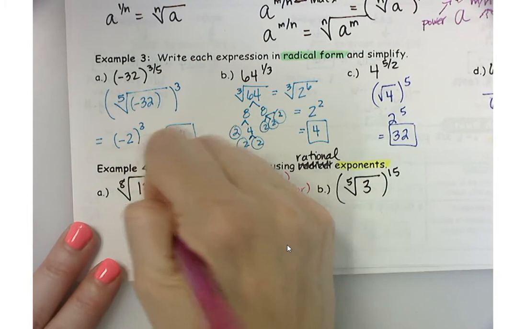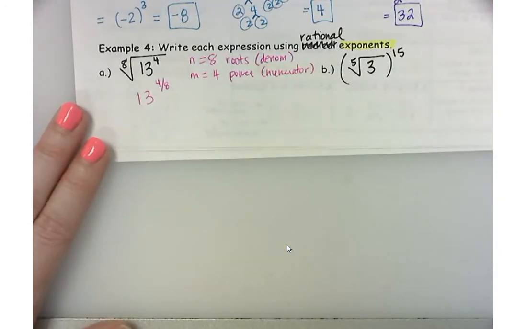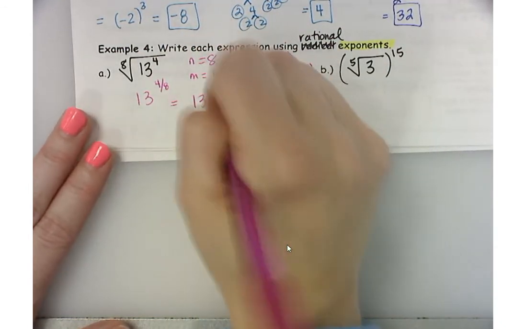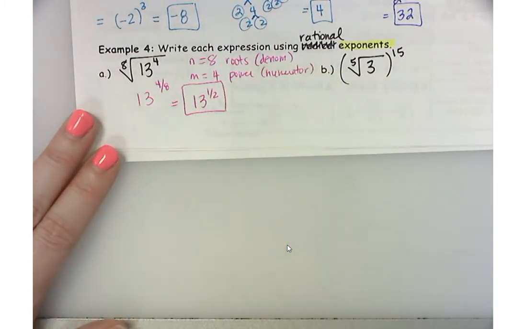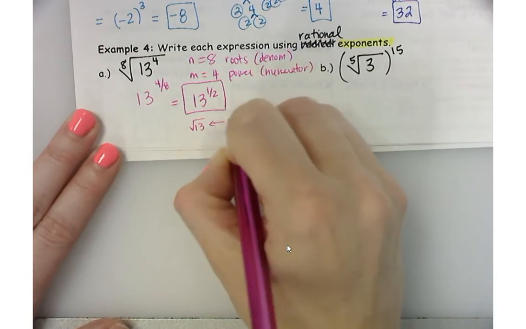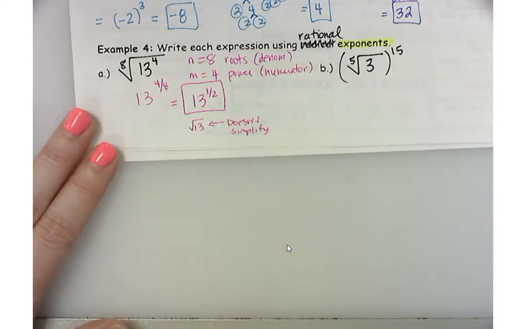Hopefully when you see 4 over 8, you get this little pang in your heart like, man, I know I can do something with that. 1/2. 1/2. I'm so smart. Okay, and you can leave this as 13 to the 1/2, but also keep in mind that 13 to the 1/2 is the square root of 13. If you could simplify that part, then you would, but this one doesn't simplify, so you're going to keep it as a rational exponent.